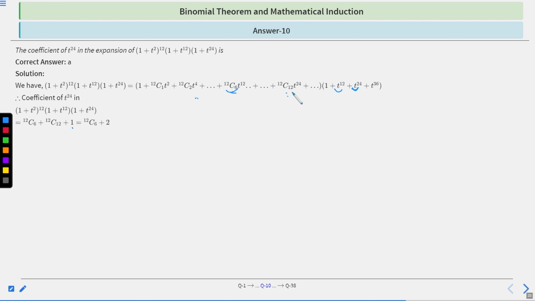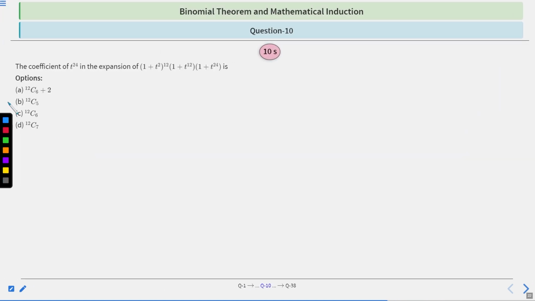So what is the coefficient of t to the power 24? 12c12, right? So 12c12. So overall the coefficients are 12c6 plus 1 plus 1, which is 2. Clear? So option A is the right choice. Got it?